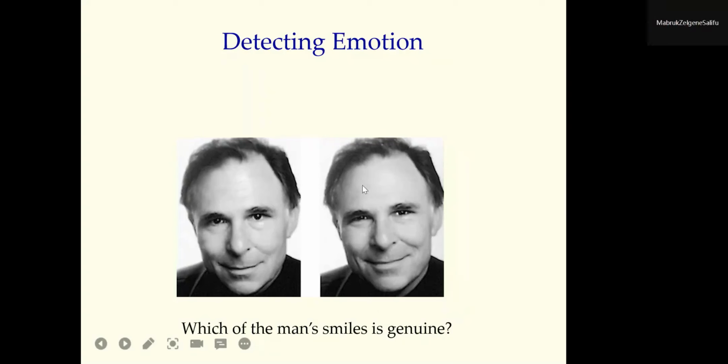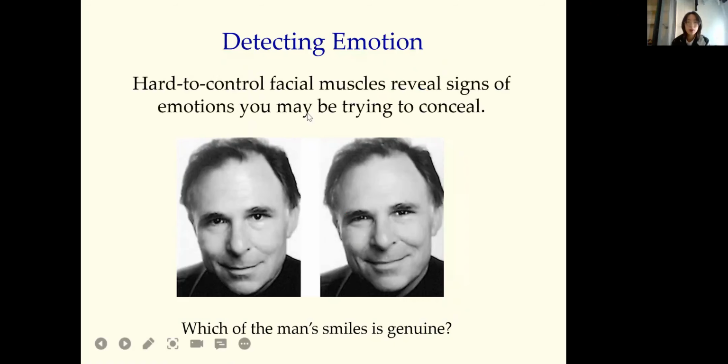His facial expression, the eyes. Yeah, the eyes. If you're going to tell if a person's smile is fake or genuine, the point is looking at his or her eyes. The eyes are the key to detecting emotions. And hard-to-control facial muscles reveal signs of emotions you may be trying to conceal, like the muscles around our eyes. They're very hard to control.